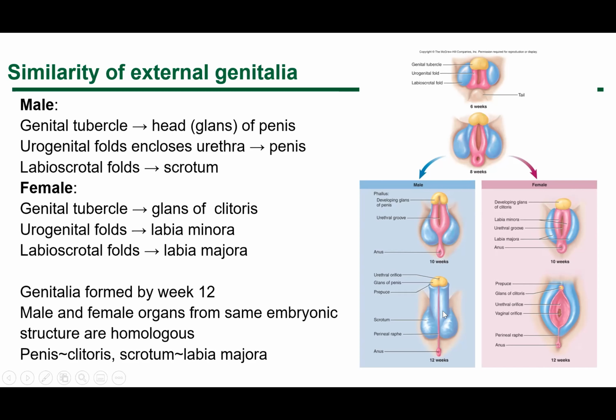Whereas things sort of tubularize and close up over here, the urethral groove closes and the urogenital fold becomes the penile and perineal raphe, which is this kind of closed up seam. And then the labioscrotal fold encloses the testes and forms the skin of the penis and the prepuce or foreskin as well.